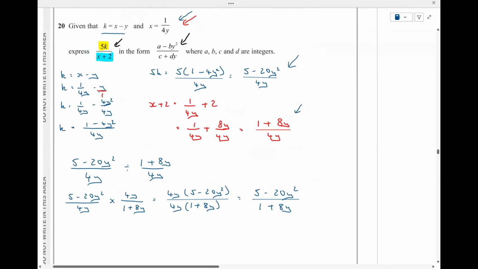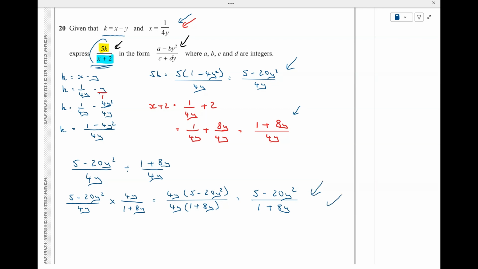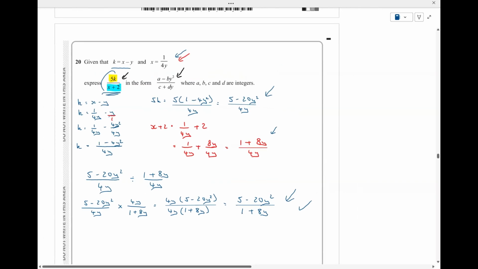Let's have a look at that. We've got to express this one here in the form something minus something y squared over something plus something y. There we go, we've done it. And there is my solution to question 20.